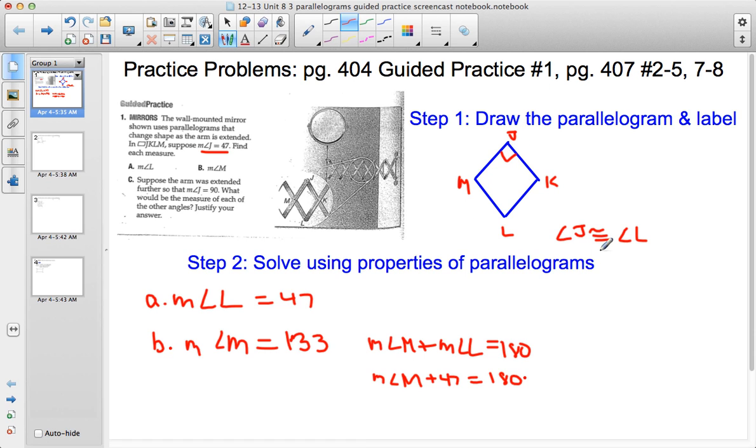Well, we learned from theorem 6.6 that if one angle in a parallelogram is a right angle, then all angles are right angles. So for C, all other angles would measure 90, and the reason is if one angle in a parallelogram equals 90, then all angles equal 90. So if one angle is right or equals 90, then all angles are right or equal 90. And that is your reasoning.